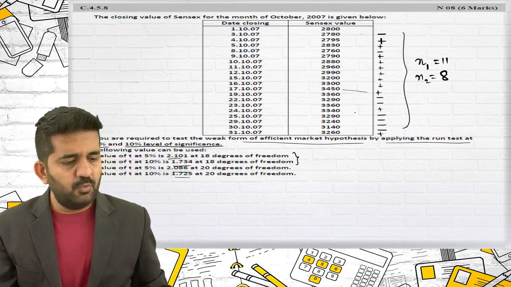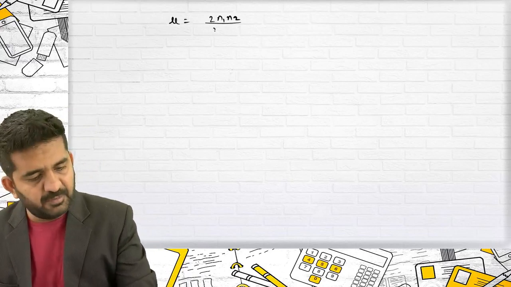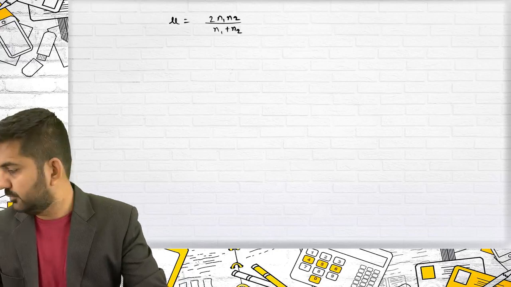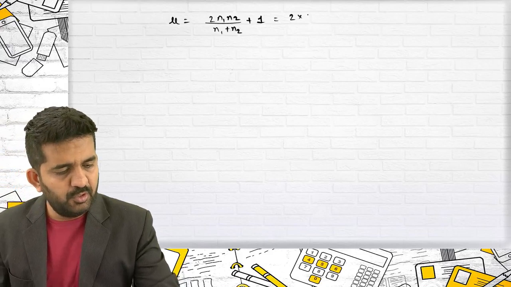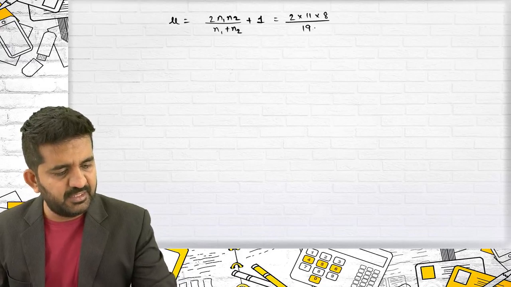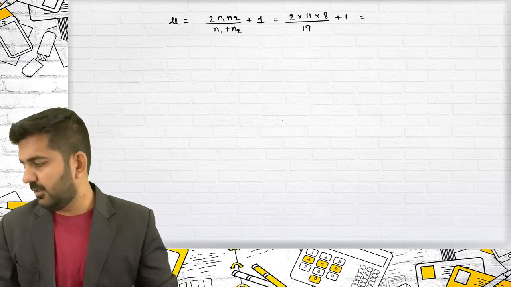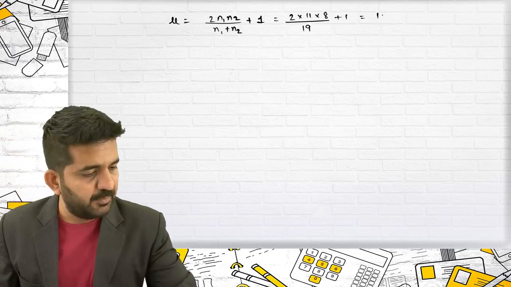First, let me give you the formula for finding the average when signs, this type of plus and minus sign, are involved. Average is 2 n1 n2 divided by n1 plus n2, plus 1. Here it will be 2 into 11 into 8 divided by 11 plus 8 which is 19, plus 1. If I solve it, it is 10.26.